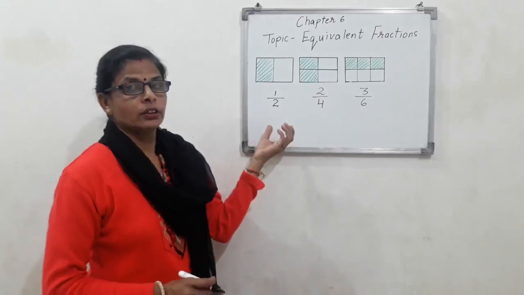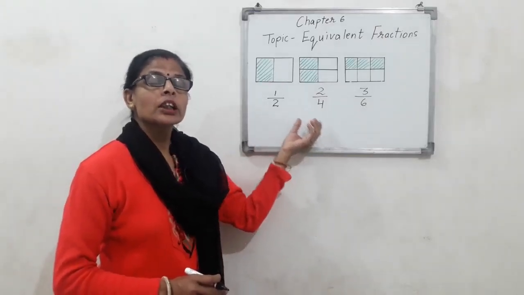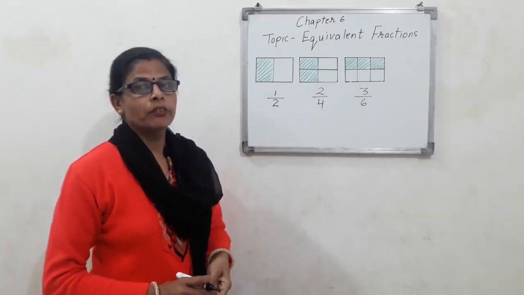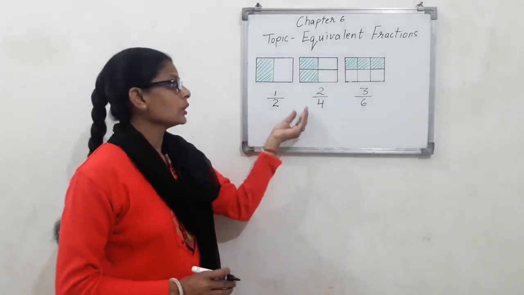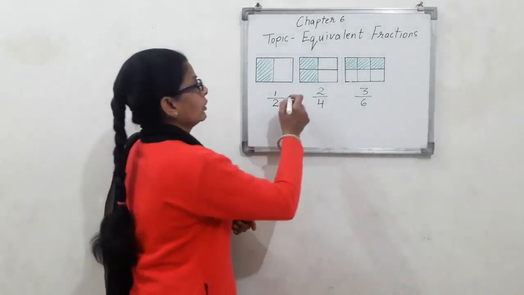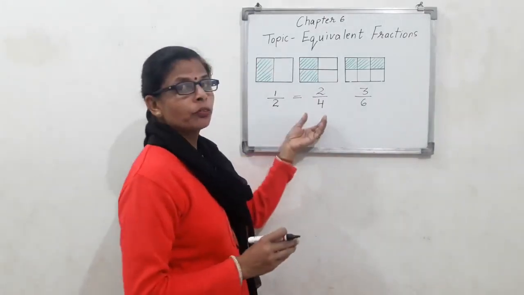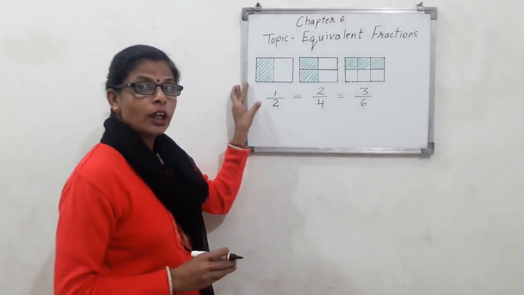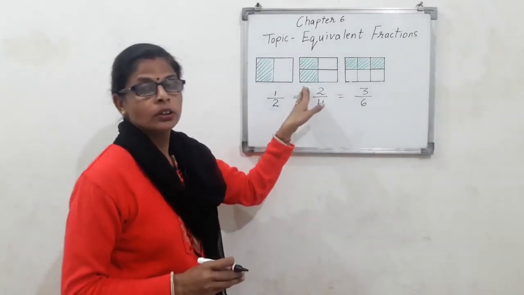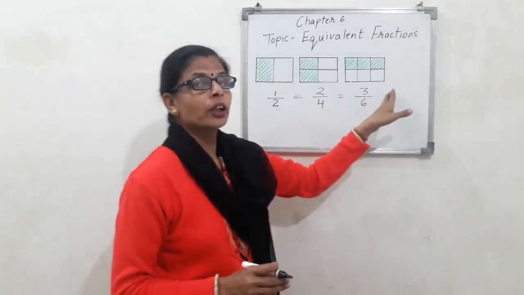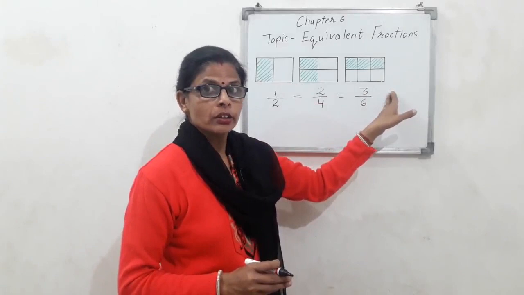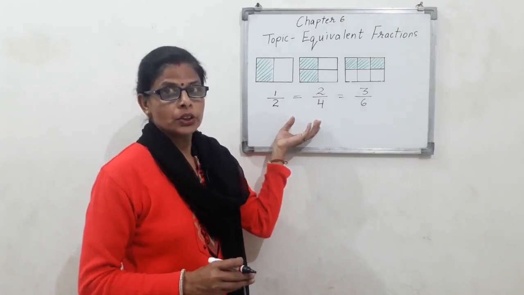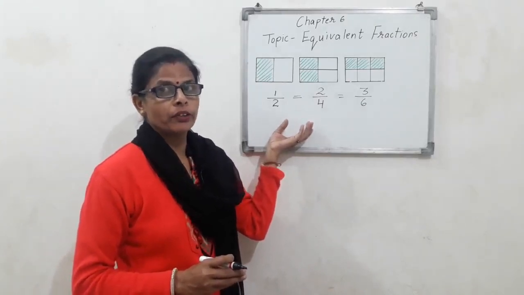So the fractions which represent the same part are known as equivalent fractions. Means 1 upon 2 is equal to 2 upon 4, and 2 upon 4 is equal to 3 upon 6. In the first figure half is shaded, in the second figure also half is shaded, in the third figure also half is shaded. All the fractions are equal to each other. These are known as equivalent fractions.